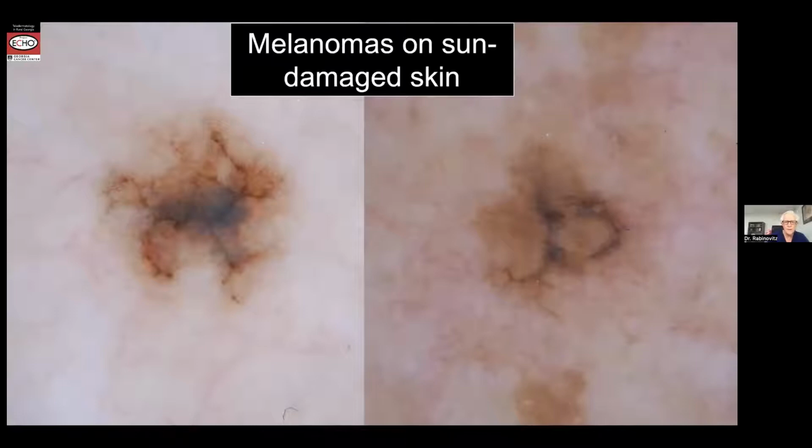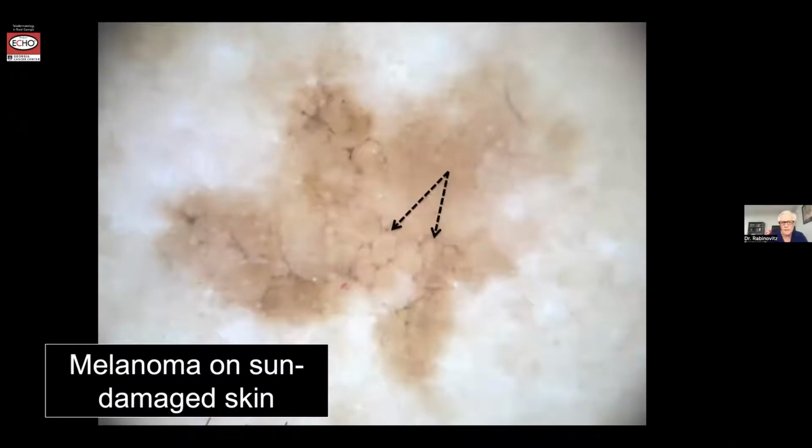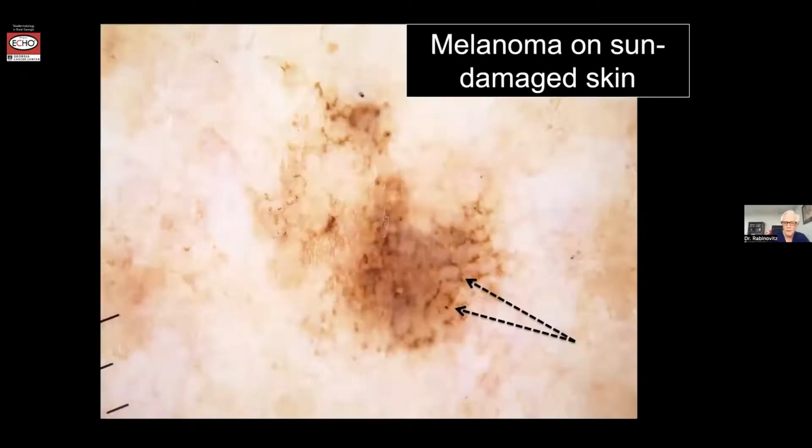Here we have two examples showing you these angulated lines. Sometimes these angulated lines form polygons. This is very characteristic, again, of melanomas on sun-damaged skin. Not all melanomas are the same. Again, another example showing you these angulated lines forming polygons.